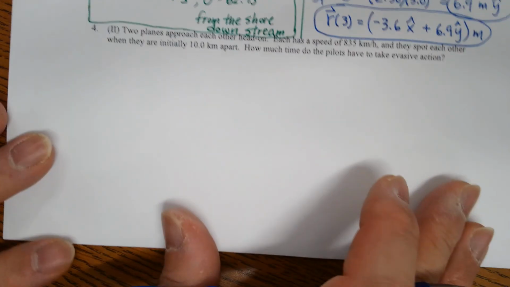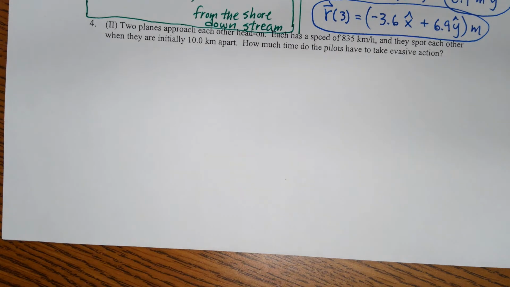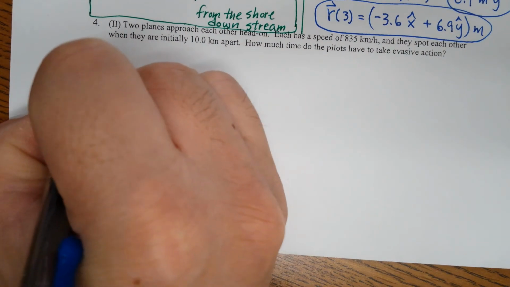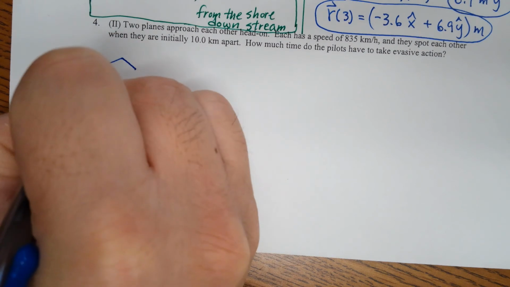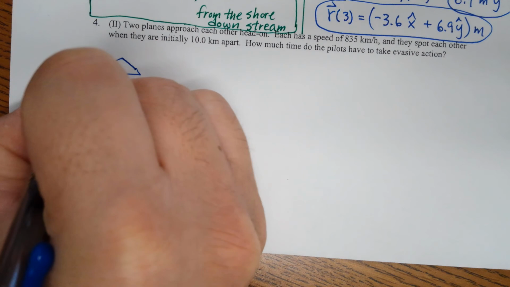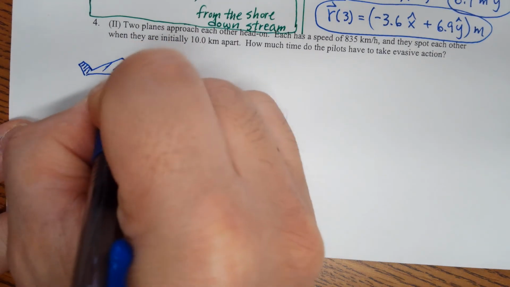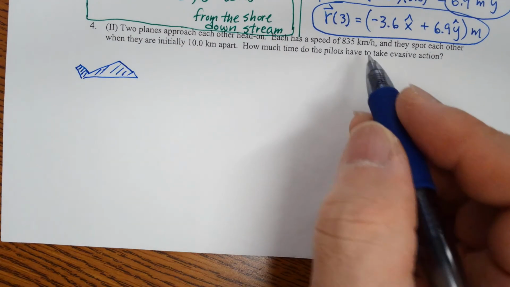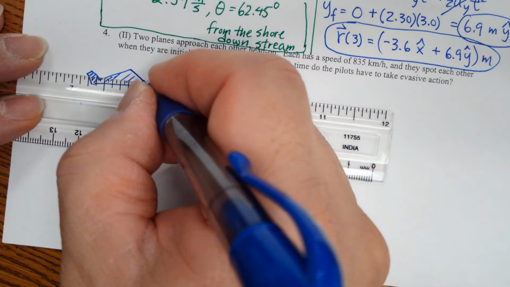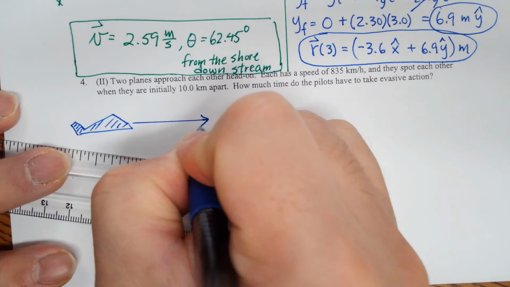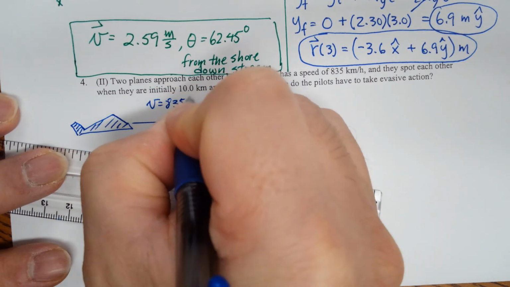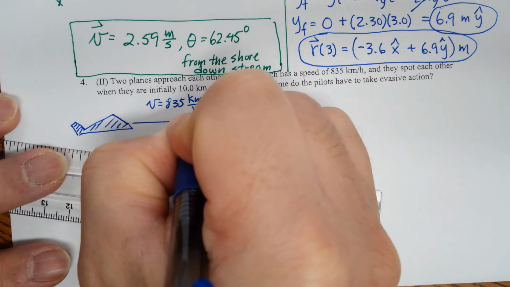Here, I have two planes approaching each other, right? So here we have my F-117 stealth fighter, going at 835 kilometers per hour. So this thing is going at 835 kilometers per hour. So here's my velocity going 835 kilometers per hour.